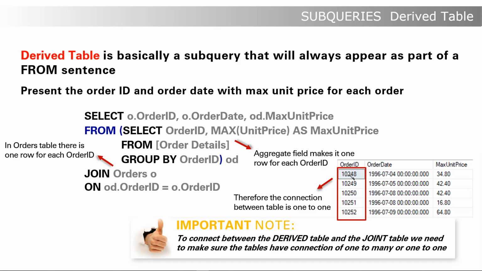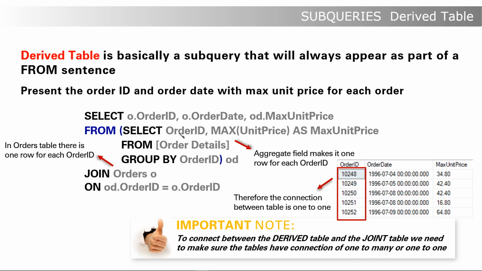Eventually we have the order ID, let's say 10,248, where the maximum price is from the order details and the order date is from the orders table. And the connection between them needs to be one-to-one. The important note is that to connect the derived table and the joined table, we need to make sure the tables have a connection of one-to-many or one-to-one. In this case, we have one-to-one. The order ID will be unique and the order ID in the orders will be unique.